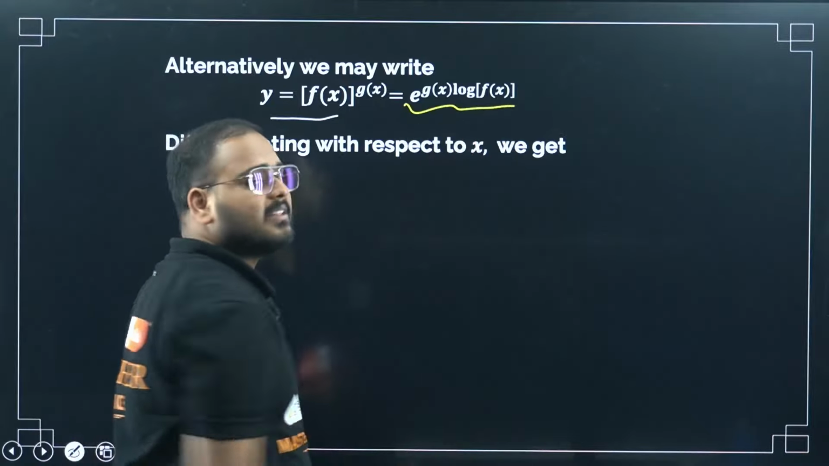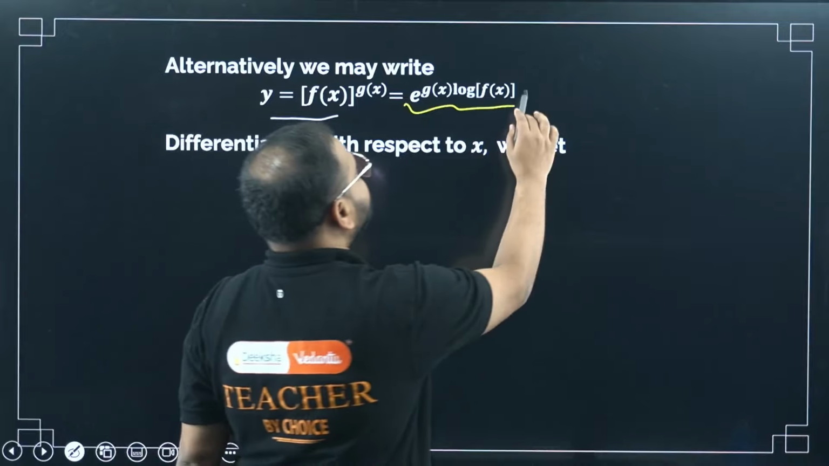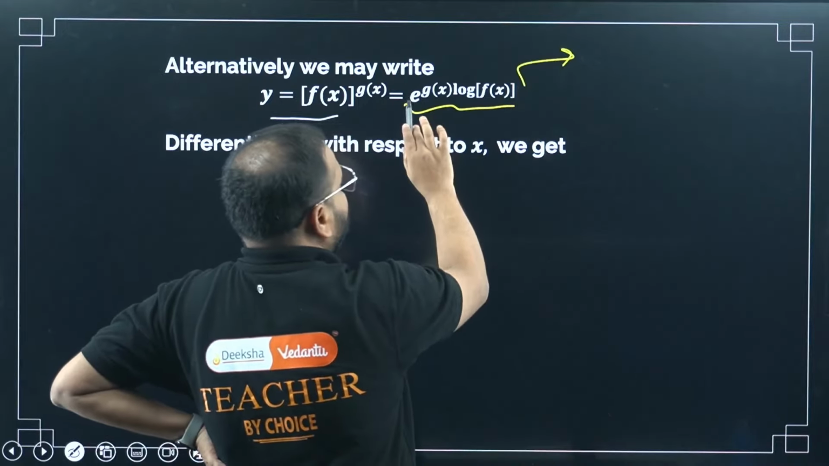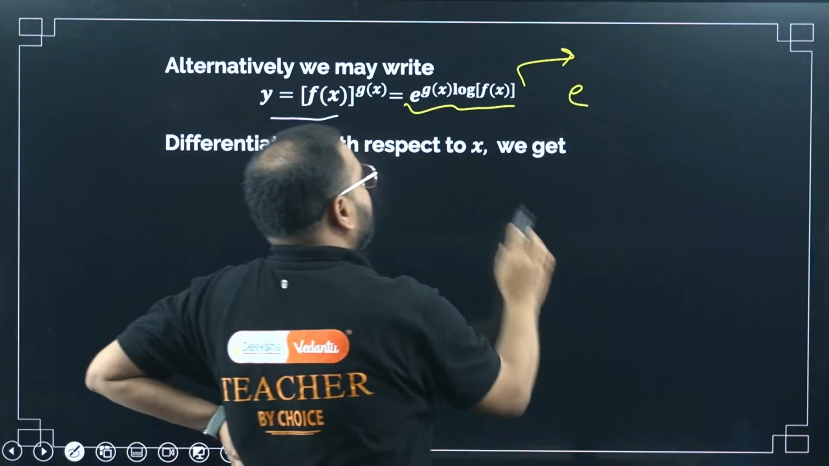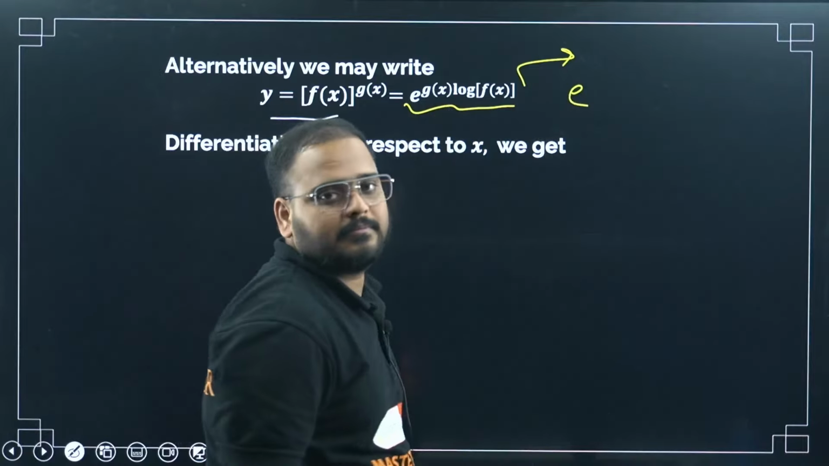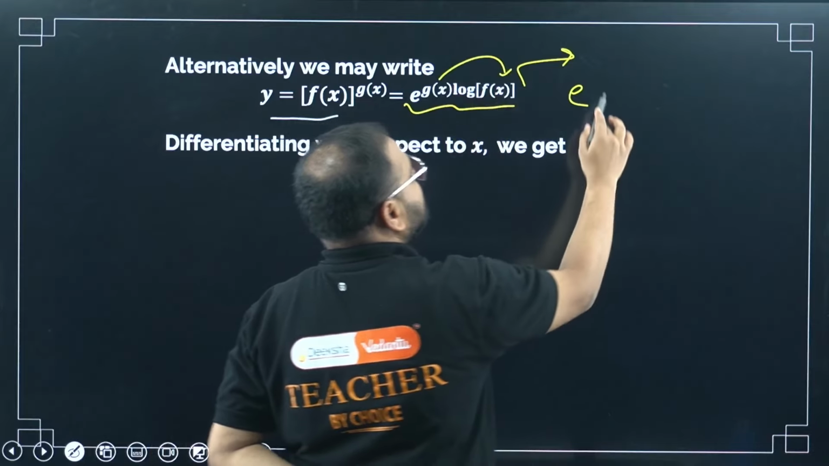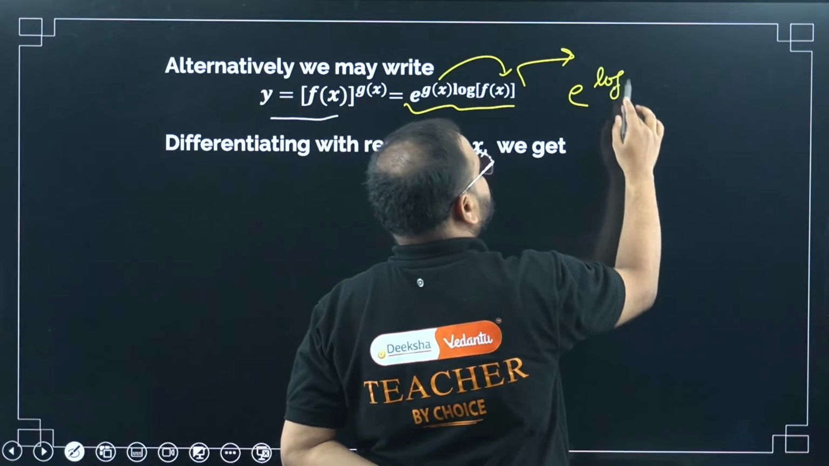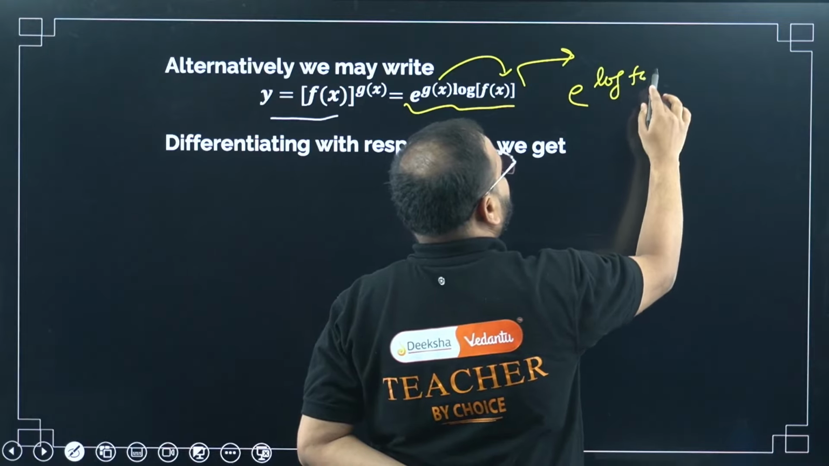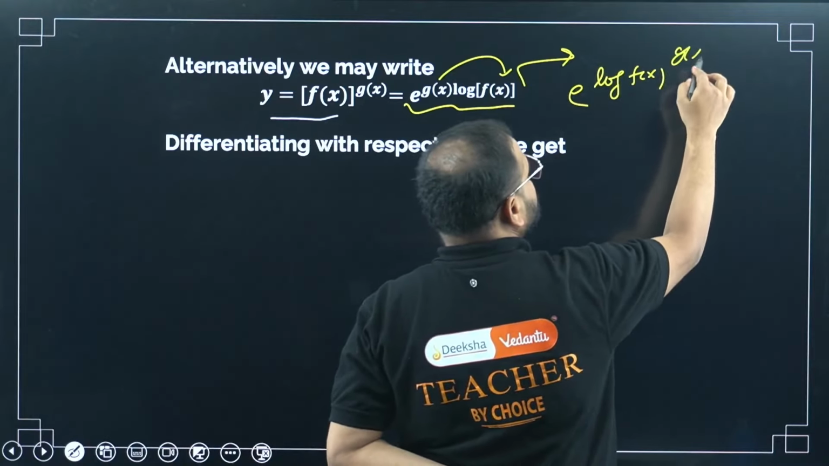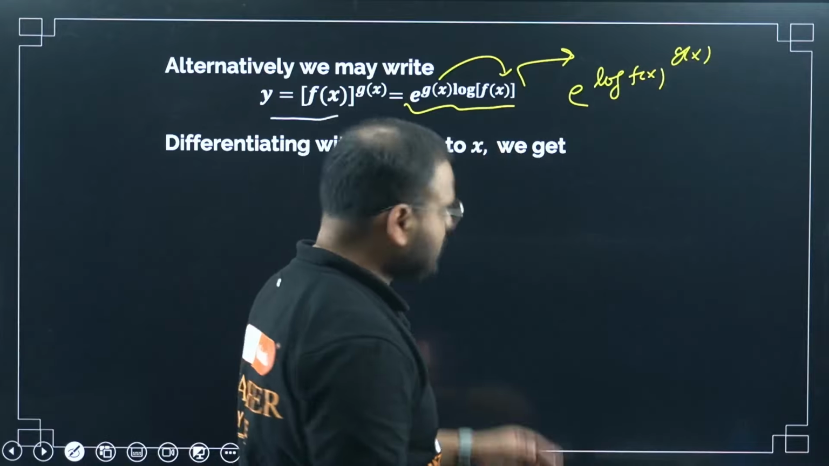I hope everyone is getting this. If not, let me explain it to you. Forget about e right now. g x is multiplied to log, right? So I can simply take g x on the power of f x. So what will this become? Log to any base, f x to the power what? g x. Yes or no? Please check.